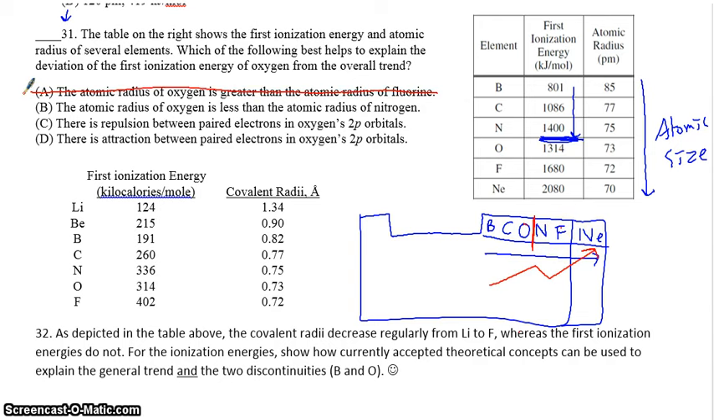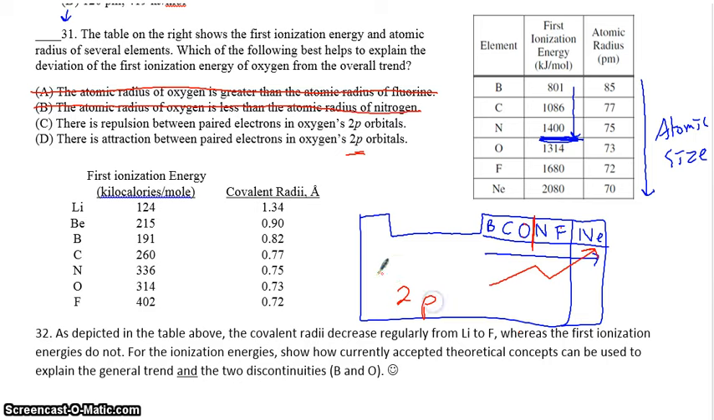B says the atomic radius of oxygen is less than the atomic radius of nitrogen. This is actually wrong. Oxygen is bigger than nitrogen. There are no exceptions to the atomic radius trend, so that one's out. C says there is repulsion between paired electrons in oxygen's 2p orbital, and then D is very similar, says there is attraction between paired electrons in oxygen's 2p orbital. Okay, so it's all about oxygen's 2p orbital.